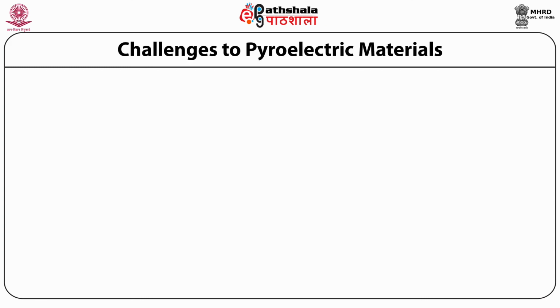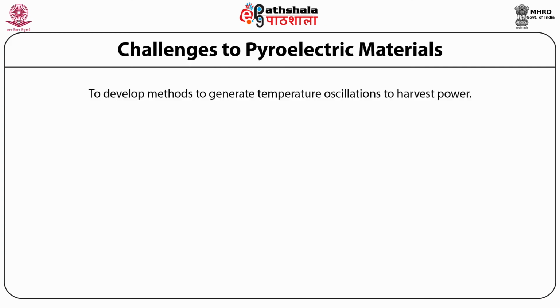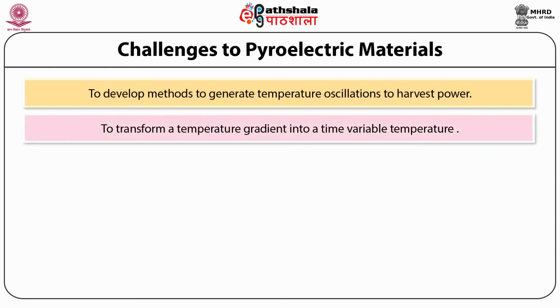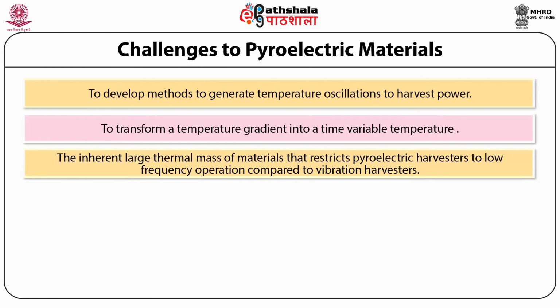Challenges to pyroelectric materials. One of the technical challenges in pyroelectric harvesting systems is to develop the methods to generate the temperature oscillations to harvest the power. Cyclic pumping is used to transform a temperature gradient into a time variable temperature. If the pumping power consumption is a small fraction, that is less than 2% of the harvested energy, the process becomes feasible. Another challenge is that the inherent large thermal mass of materials generally restricts the pyroelectric harvesters to low frequency operation compared to the vibration harvesters.